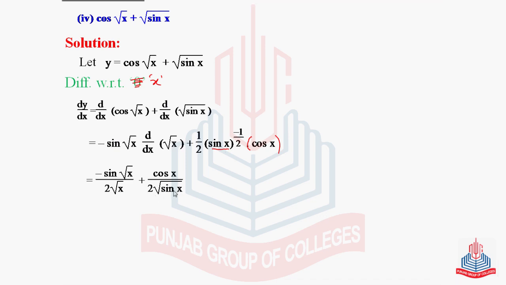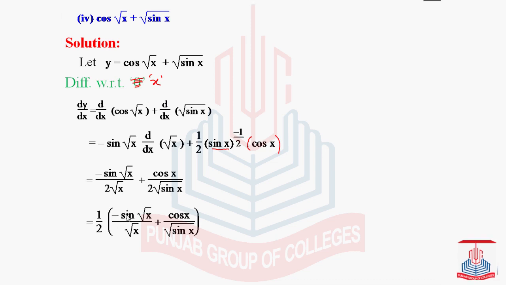The complete differentiation of our required question is: 1 by 2 is a common factor, and that will become minus sine square root of x divided by square root of x, plus, as this 2 is a common factor, the remaining thing will become cos of x divided by square root of sin x.